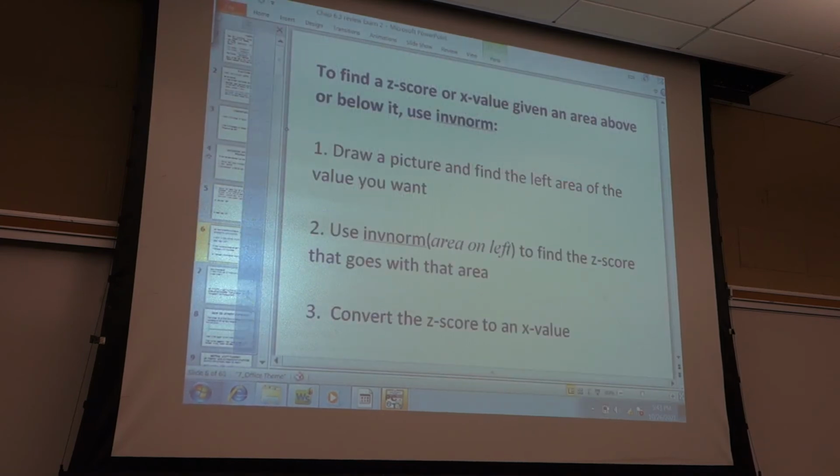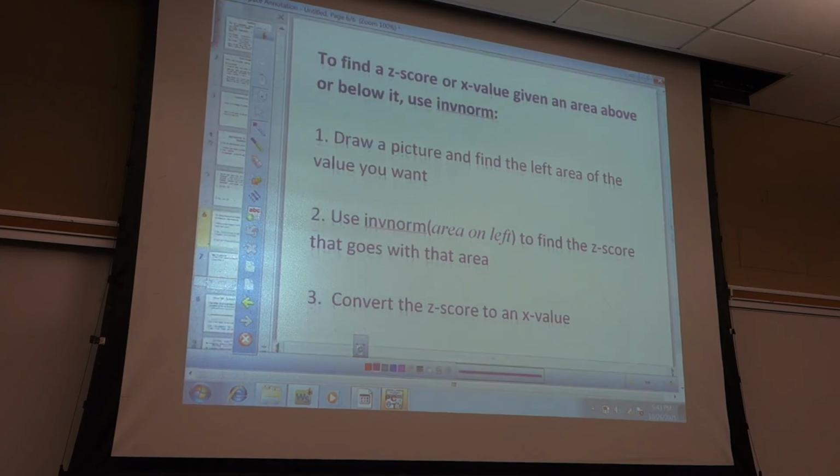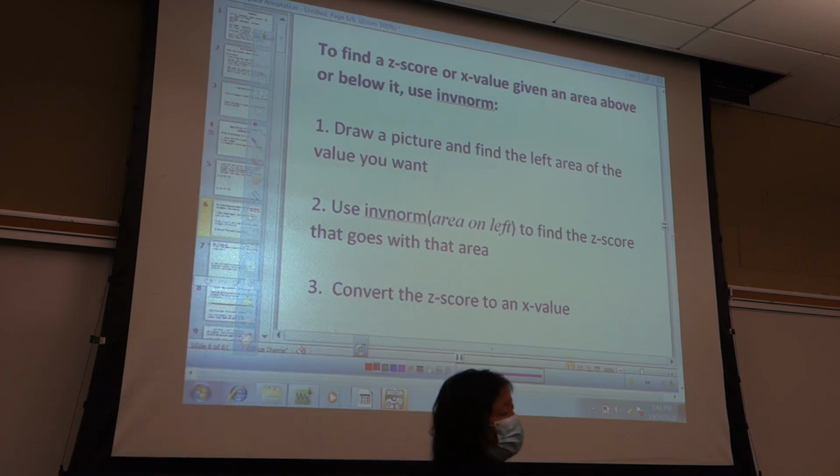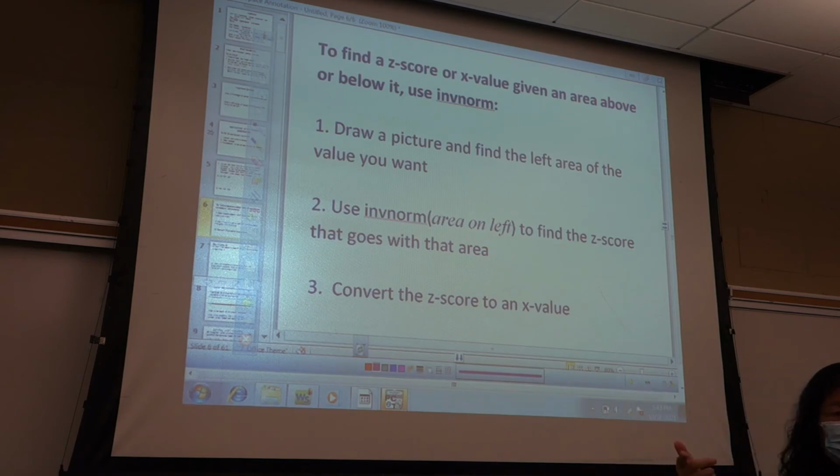All right, to find a z-score or an x value, given an area. So what we've been doing is we've been feeding the calculator z-scores and we're getting an area probability. The inverse of that is when you give it an area and it gives you a z-score. So here, this is using inverse norm. That's the inverse of normal CDF. You feed it an area on the left, it gives you the z-score that goes with that.